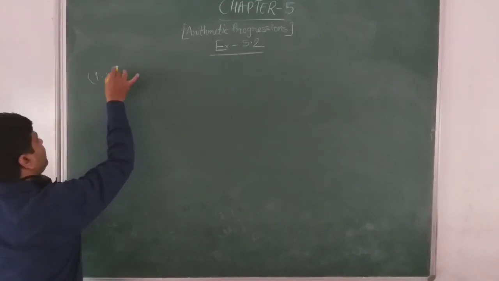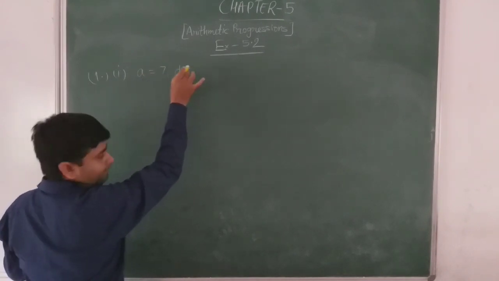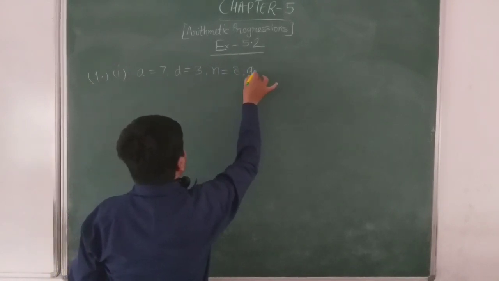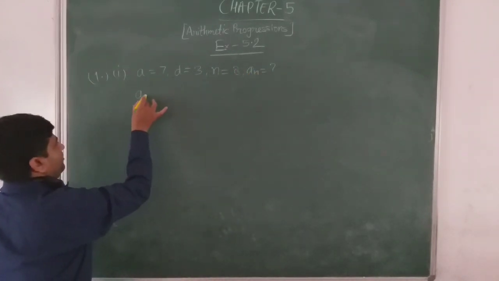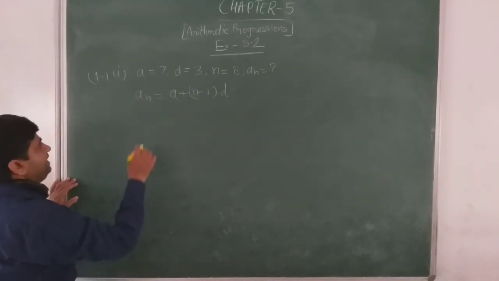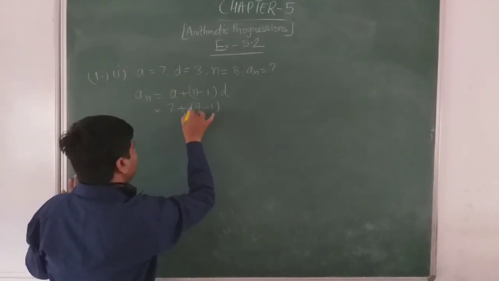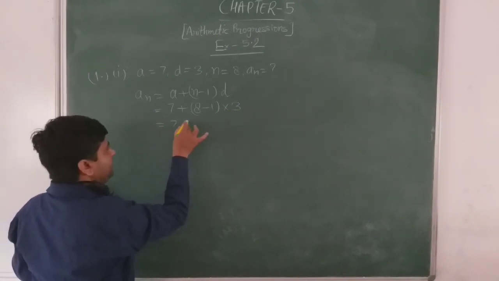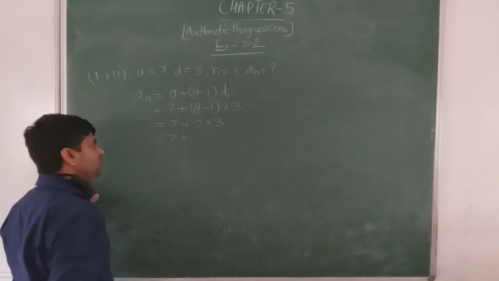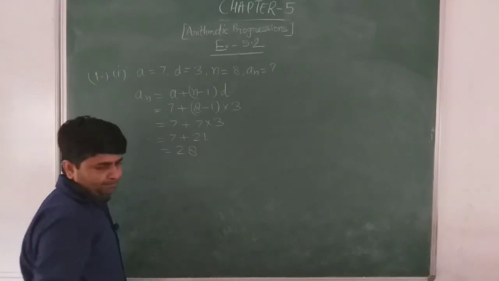Question number 1. In the first part, A is given 7, D is given 3, and N is given 8, and you have to find AN, the nth term. So I am using the formula AN equals A plus (N minus 1) into D. Now putting the values: A that is 7, plus (N minus 1), N is 8, minus 1, into D that is 3. Now 7 plus (8 minus 1) is 7, into 3. So according to board maths, firstly we have to multiply. 7 3s are 21, plus 7 that is 28.